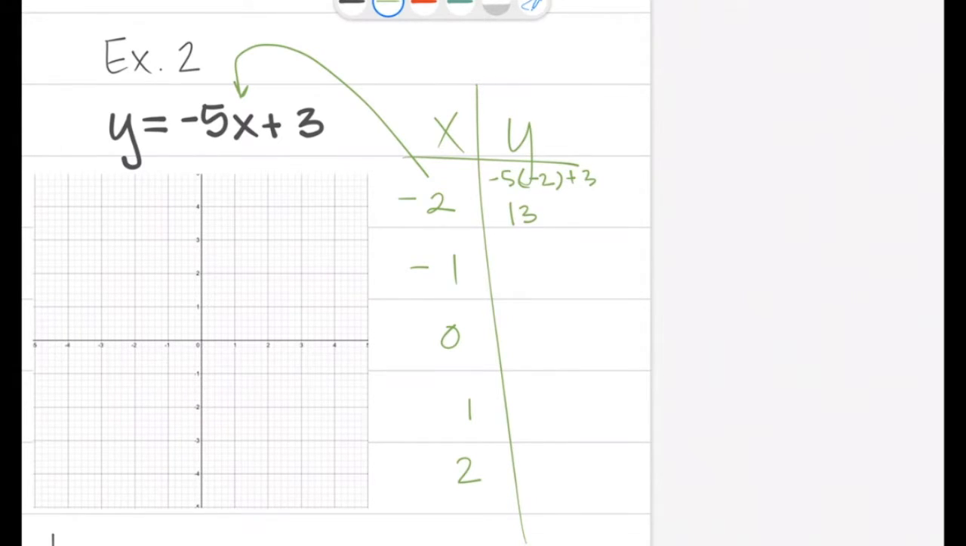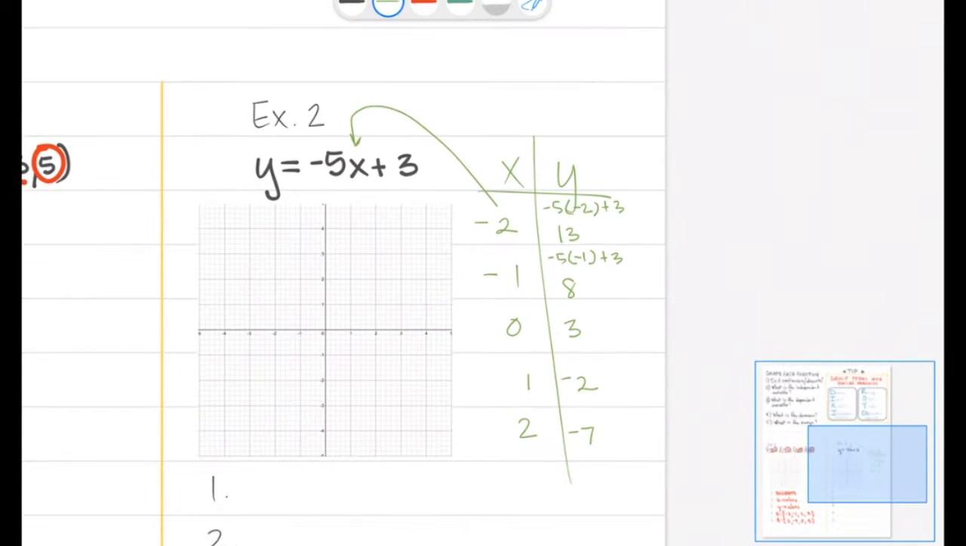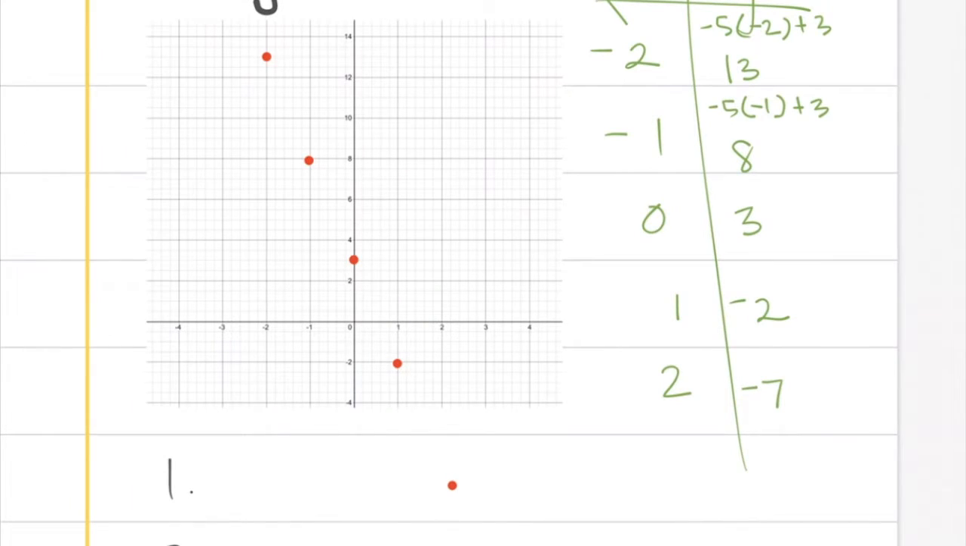Then -5 times -1 plus 3, that would be +5 plus 3, which is 8. Then again, we'll do -5 times 0, that's 0, plus 3 is 3. -5 times 1 is -5, plus 3 is -2, and -5 times 2 is -10, -10 plus 3 is -7. So now what we can do is we can plot those points. So I've already done that here.